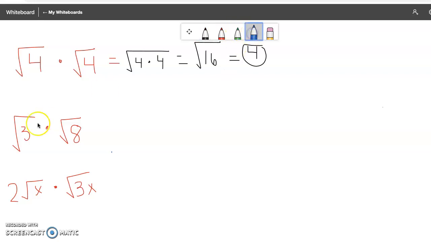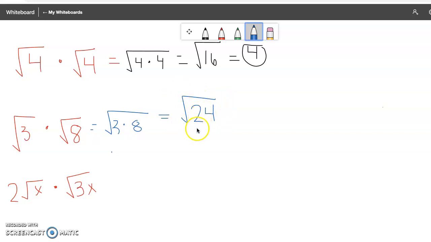Now, if I'm looking at the next one, I'm multiplying the square root of 3 times the square root of 8. So I'm saying 3 times 8 under the radical, and 3 times 8 is equal to 24. Now you still have to focus on simplifying from the last few videos I showed you, because some multiplication questions will give you a radical that can be further simplified.